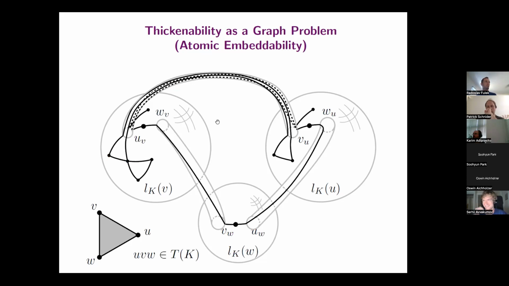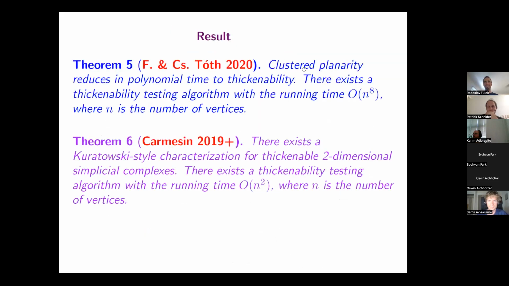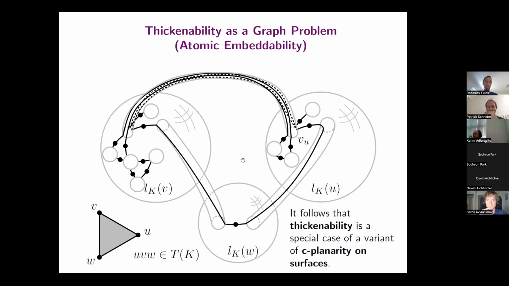Yes, that's a good point. In fact, they are polynomially equivalent. You are right, this is the other direction. Similarly, clustered planarity can be reduced to it: you can cook up an instance of a 2-dimensional simplicial complex, simply connected or not necessarily simply connected, that is thickenable if and only if this instance was C-planar. Sorry, you are right; there is another way how to do it. This is exactly the opposite way.